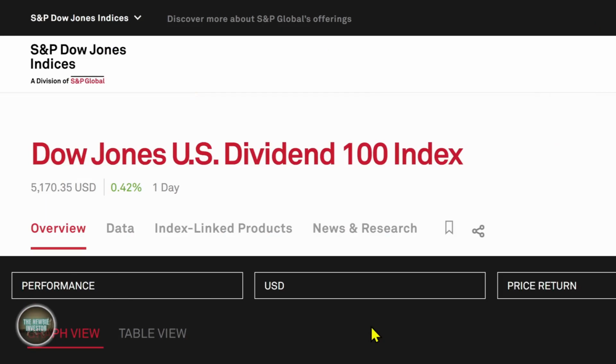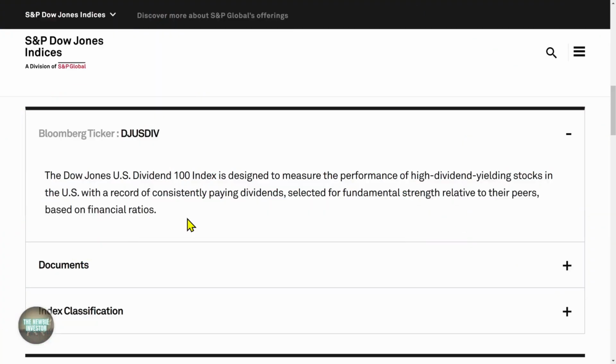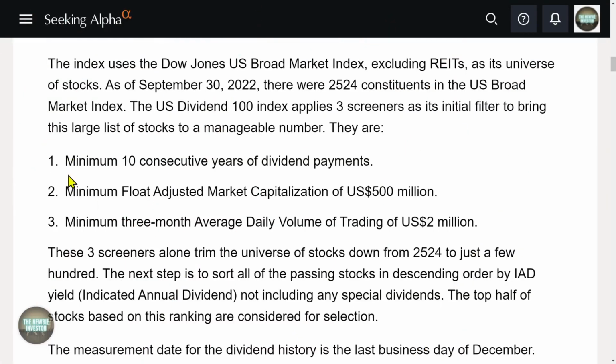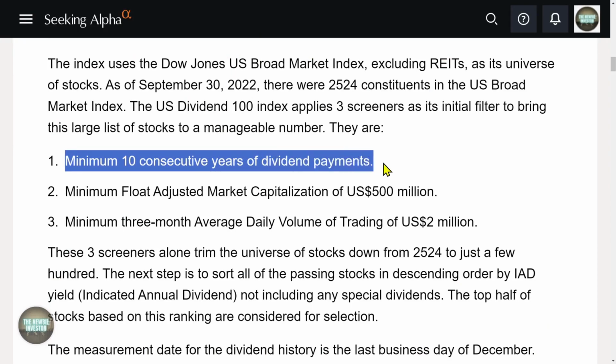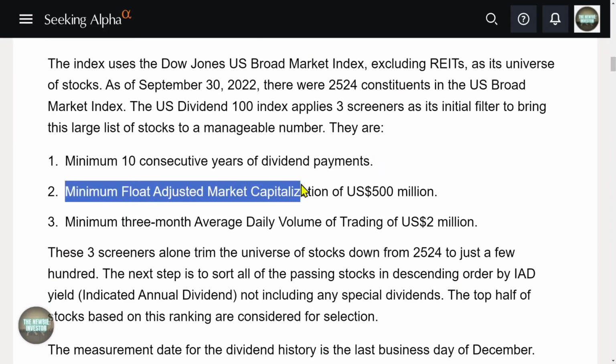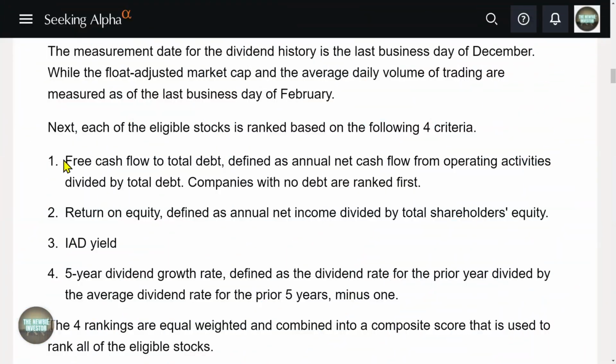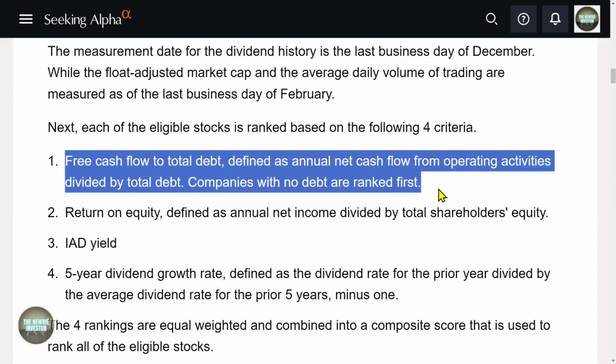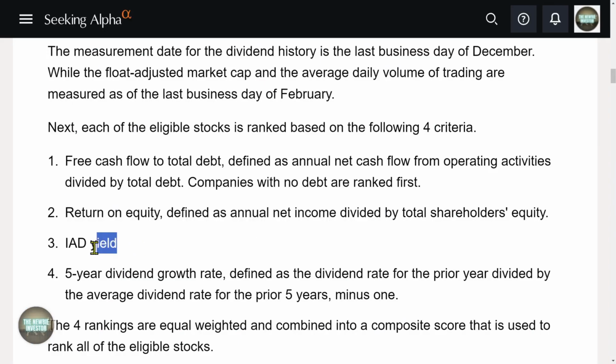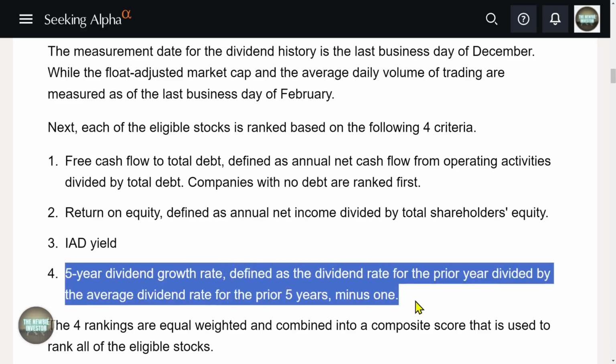SCHD is a passive ETF that tracks the Dow Jones US Dividend 100 Index. What does that mean? It means SCHD buys the top 100 companies selected based on fundamentals plus dividend growth and quality. The basic requirements include a minimum of 10 consecutive years of dividend payments, plus a market cap of at least $500 million and a minimum daily trading volume. After that, stocks are judged on free cash flow to total debt, return on equity, the dividend yield, and the 5-year dividend growth rate. There's a bit more that goes into it, but long story short, SCHD tries to buy the best dividend growth stocks.